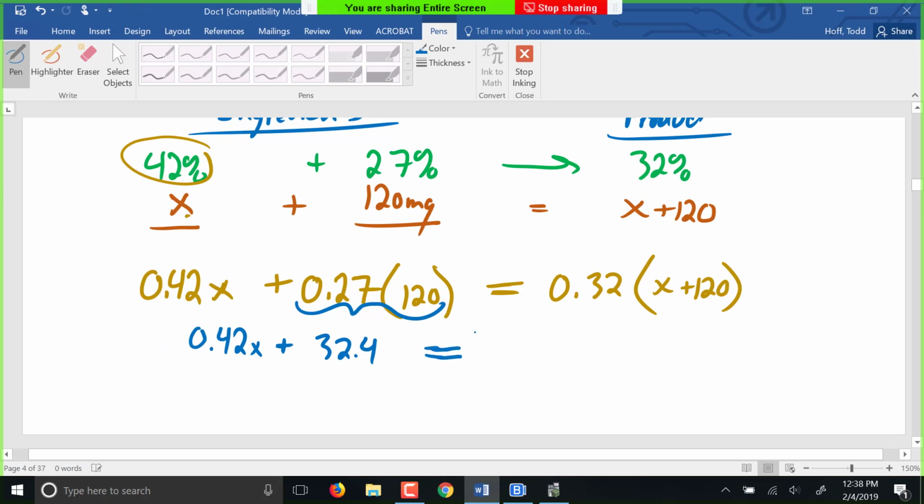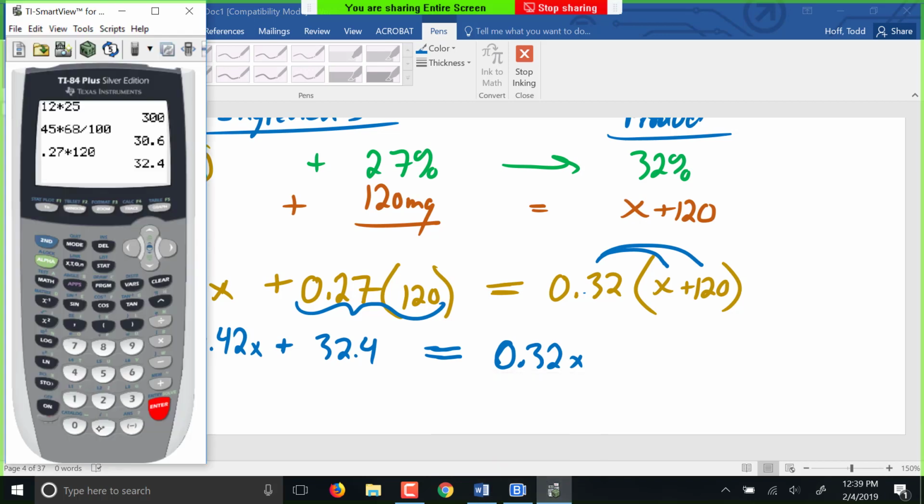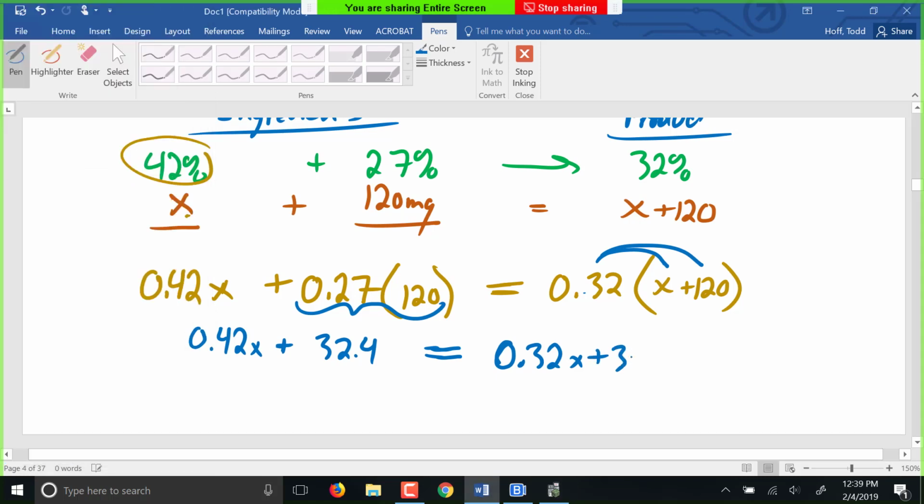On the right side, we can multiply the 0.32, distributing it through the parentheses. 0.32 times x is 0.32x. 0.32 times 120 is 38.4. So we've combined what we can on either side.